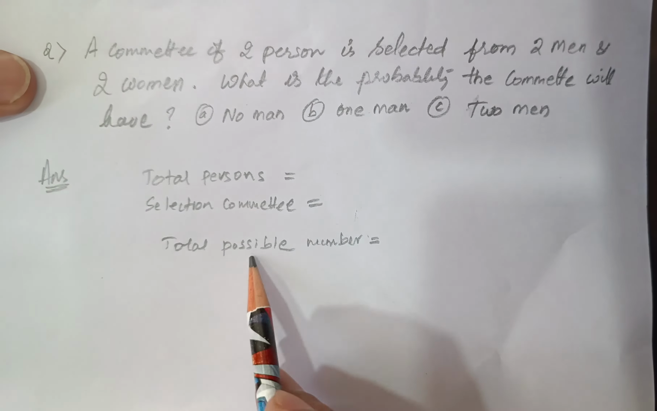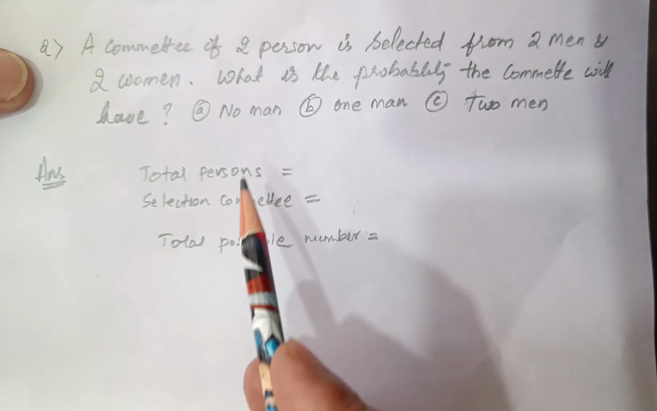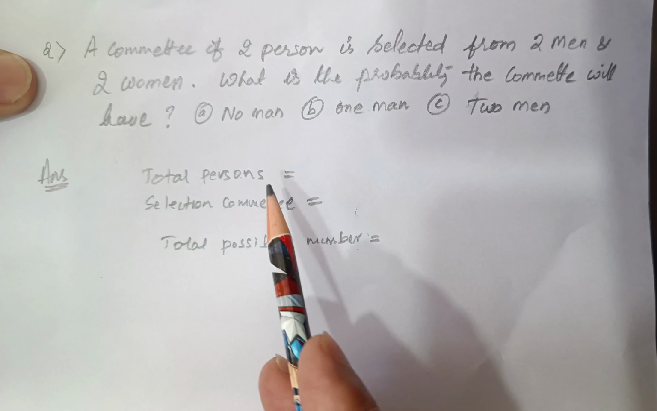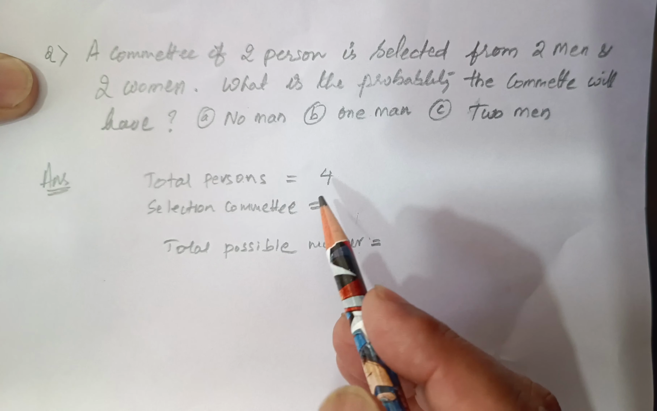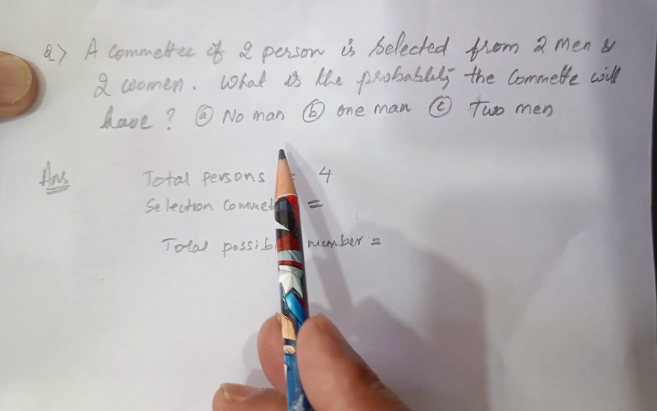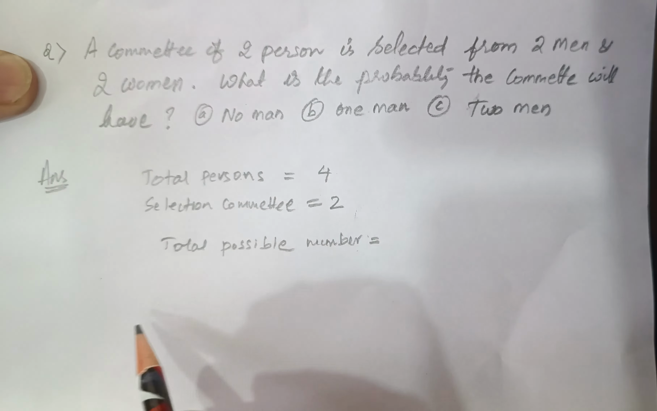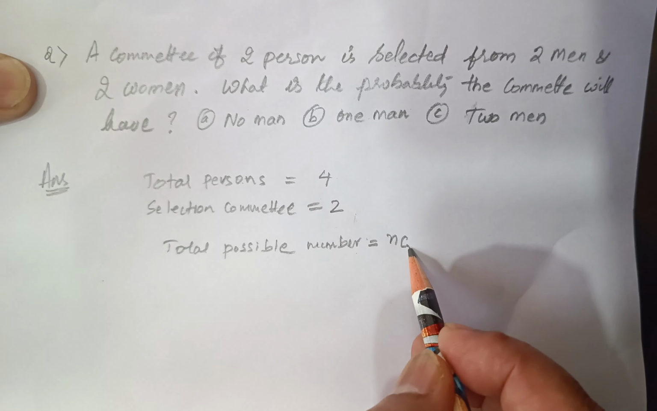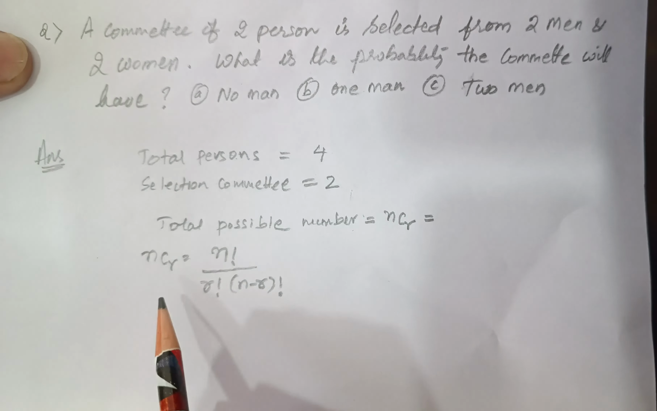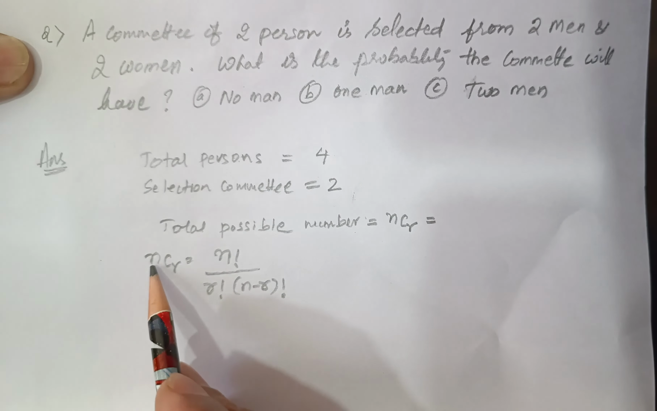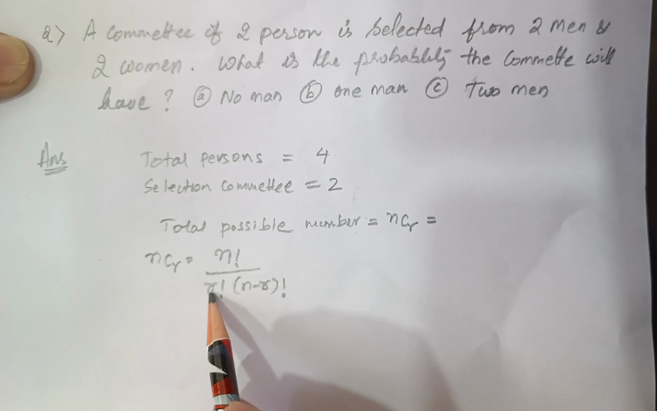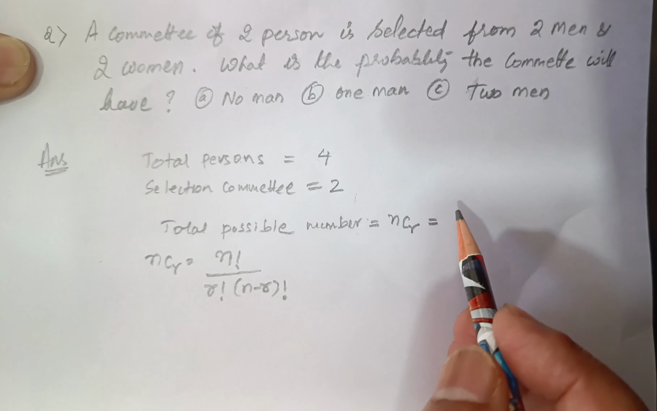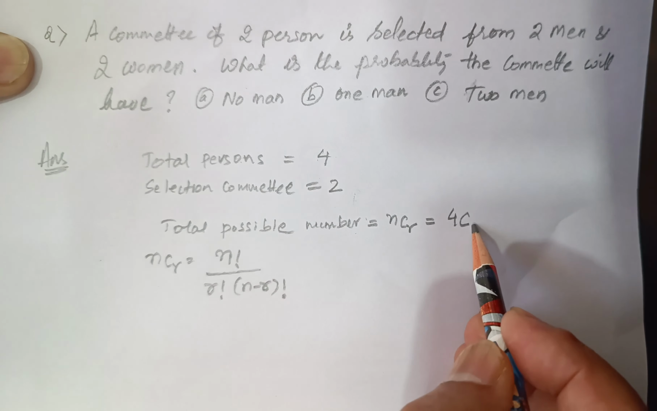First we need to find the total possible numbers. So out of this we first check the total persons. There are 2 men and 2 women, so a total of 4 persons, and a committee of 2 has to be selected from that. So to find the total possible numbers, we need to use this formula, nCr, that is n factorial by r factorial into n minus r factorial. So here this will be 4C2.